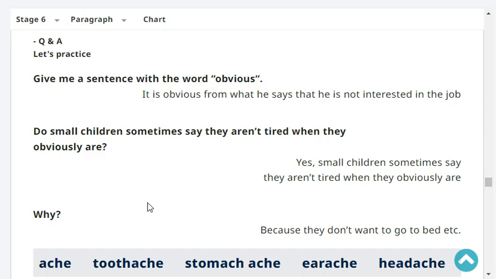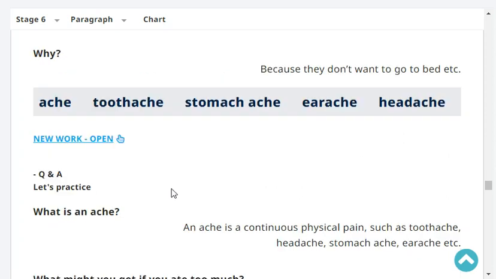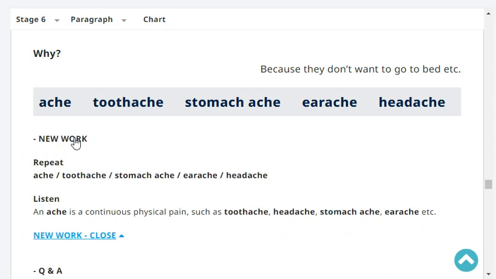Do small children sometimes say they aren't tired when they obviously are? Yes, small children sometimes say they aren't tired when they obviously are. Why? Because they don't want to go to bed, etc. Very good.